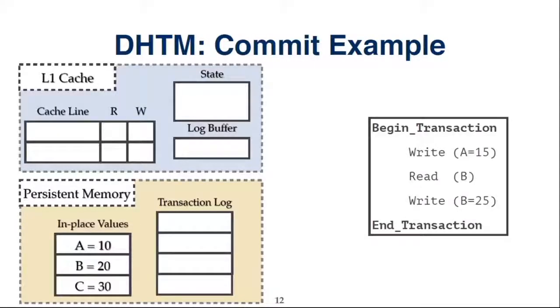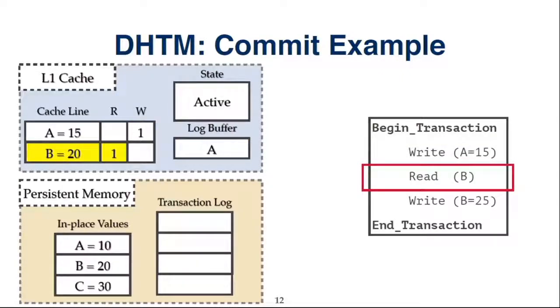Here we have an L1 cache with a single entry log buffer, and there are read-write bits associated with cache lines. And in persistent memory, we have the in-place values and the transaction log. So we want to execute this small transaction in this case. On encountering begin transaction, the transaction state is now active. And when a cache line is modified, the address of the cache line is tracked in the log buffer, while the cache line is modified in place with the write bit set. When a cache line is read, B in this case, just the read bit is set, and if it's not present, it's brought into the L1 cache.